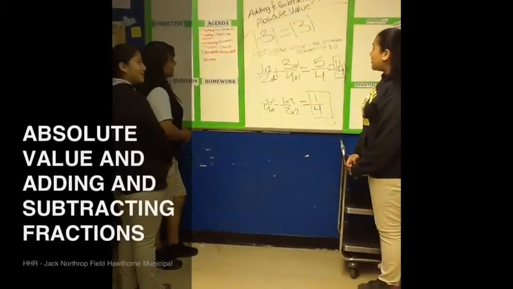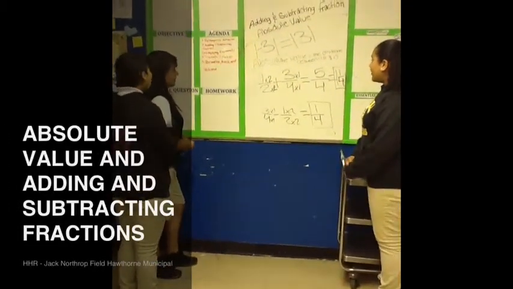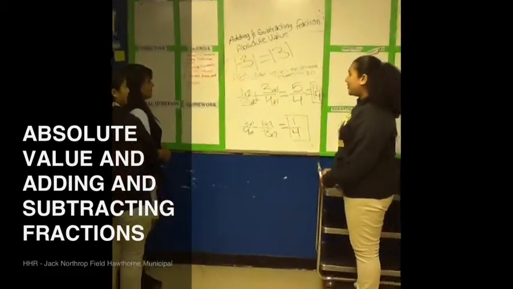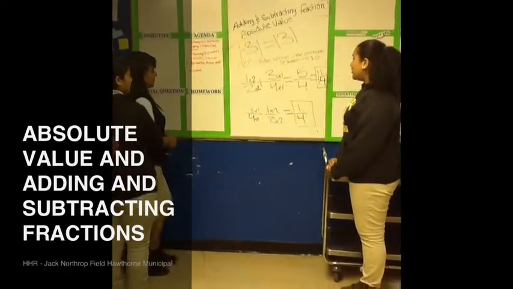Subtracting fractions and absolute value. Absolute value is the distance between a number and 0. For example, -3 is the absolute value of 3.